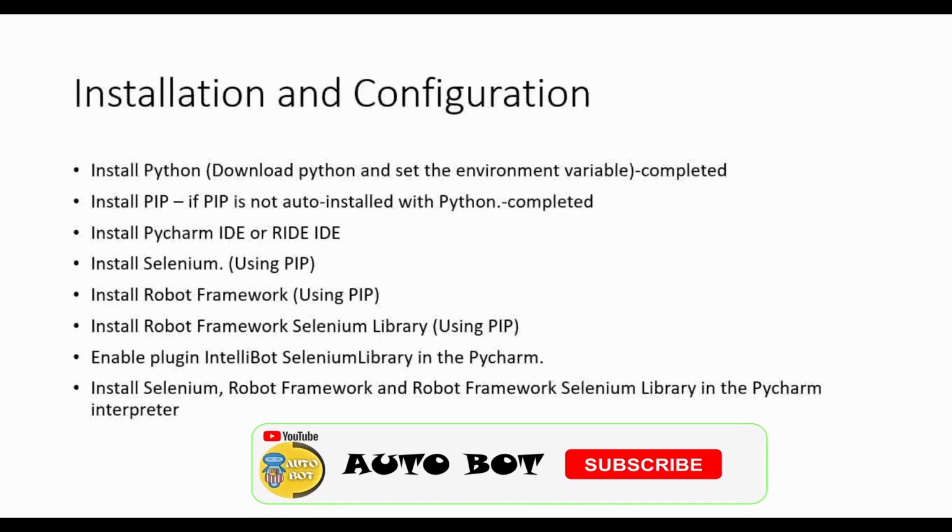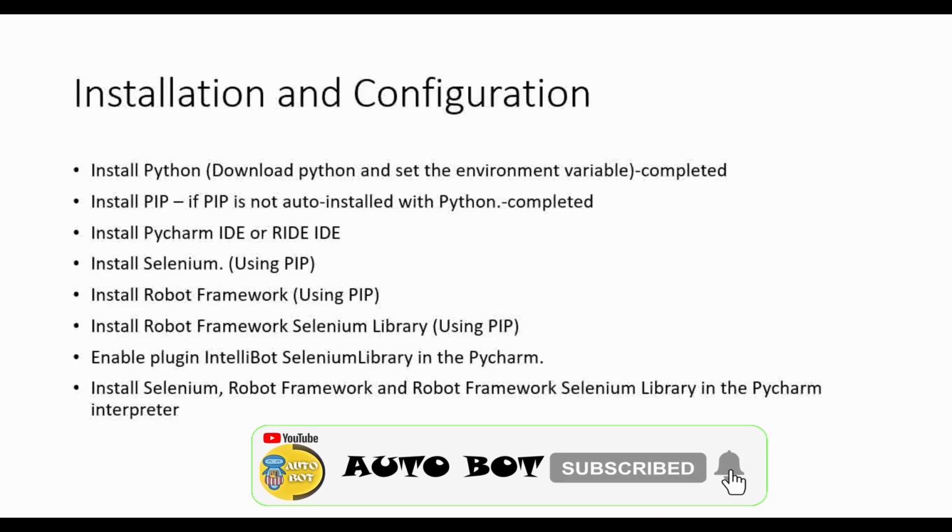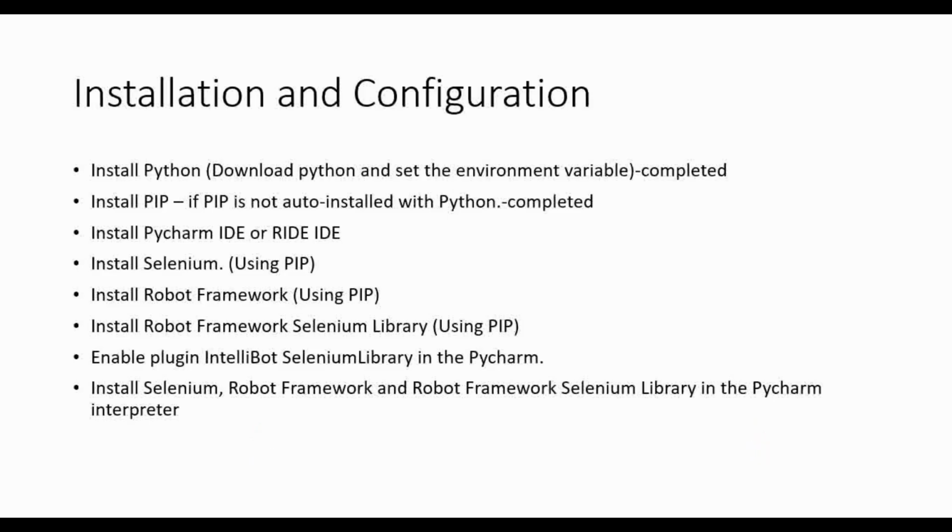Okay, then once we install all these libraries on your machine, what is the next step? We have to install a plugin in PyCharm. So which plugin do we need to install? We need to install the IntelliBot Selenium library. Okay, and what is the purpose of this particular plugin?